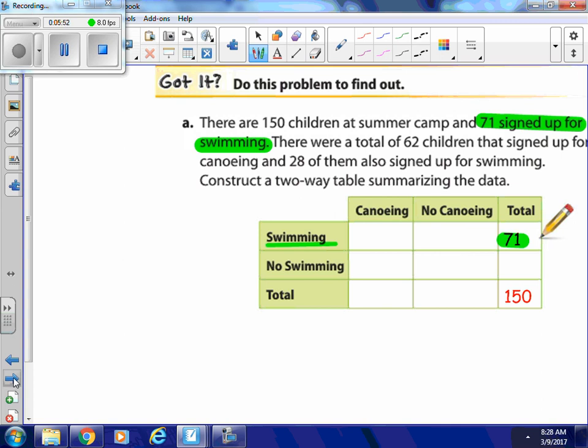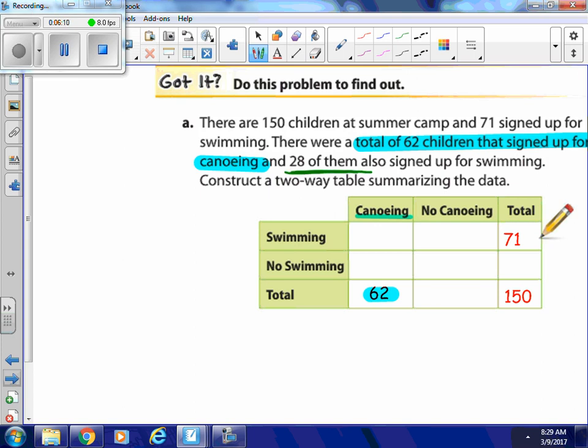There were a total of 62 children that signed up for canoeing. So my total canoers are 62. And that's going to go right there, total canoers. And 28 of them signed up for swimming. So here's a keyword, of them, 28 of them. And we were just talking about canoers. 28 of these guys also signed up for swimming. That's going to put me right there.